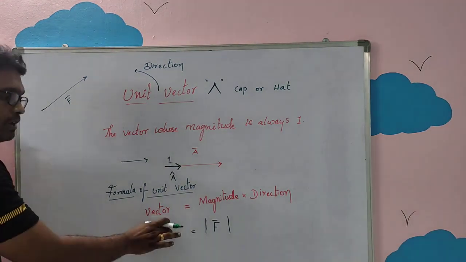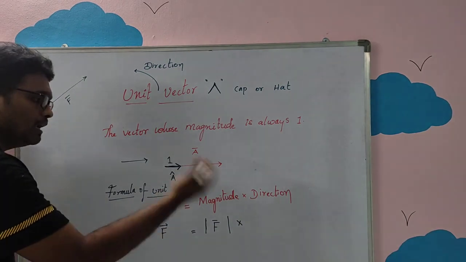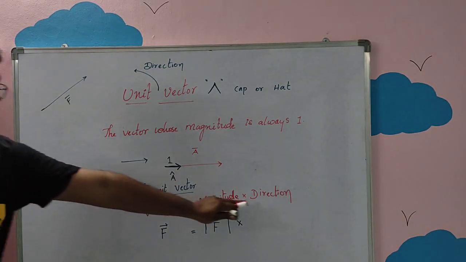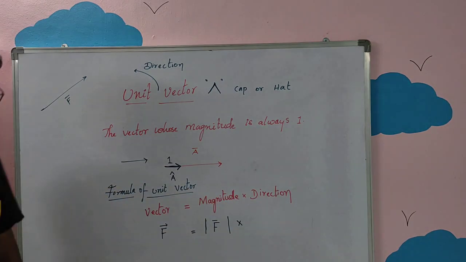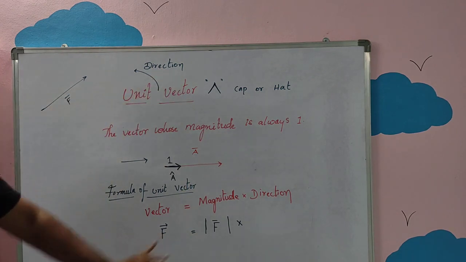If you are calling it a vector, this force vector should maintain a certain direction. So, where to get the direction? With what will we represent the direction of this force vector? Unit vector. The purpose of a unit vector is giving the direction for vectors.